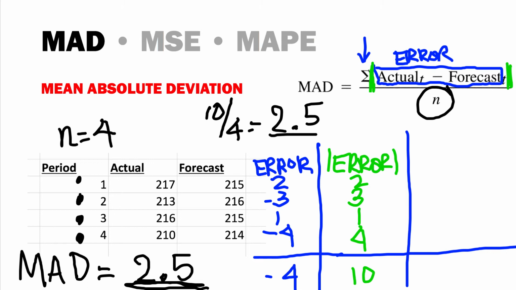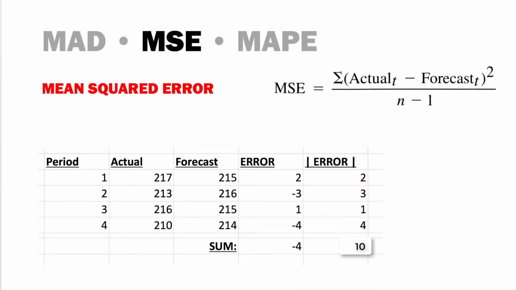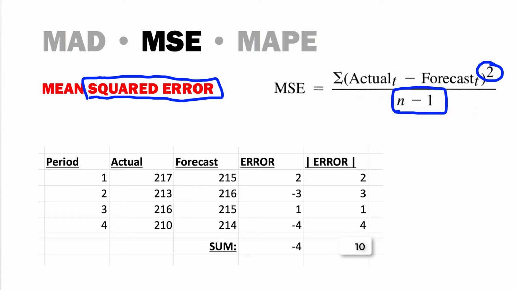Okay, now let's take a look at the mean squared error method. The mean squared error method is just like the mean absolute deviation method we just looked at, except for a couple of things. The first difference is we add an additional step. We are squaring the errors. And then secondly, we subtract 1 from n. Let's see this in action.